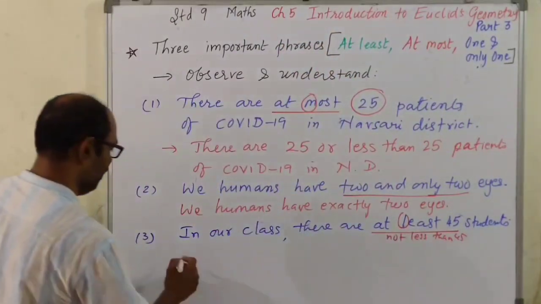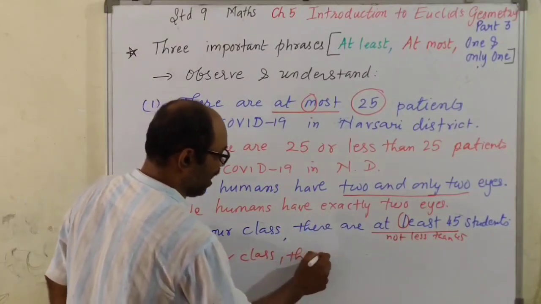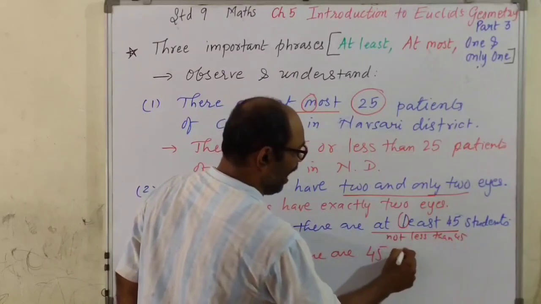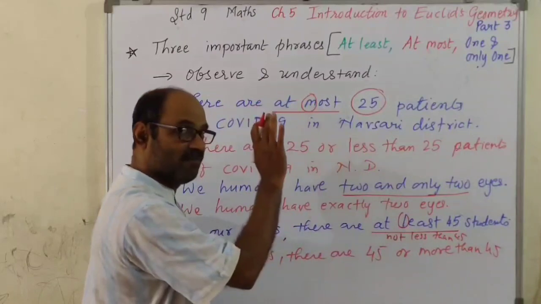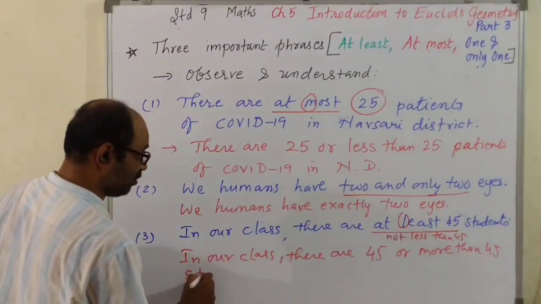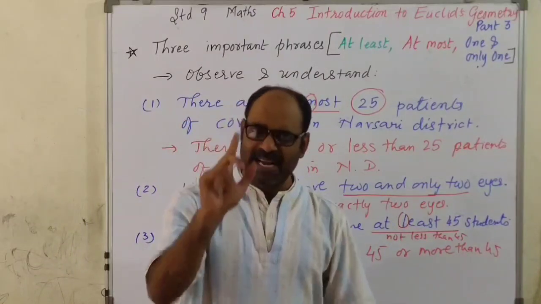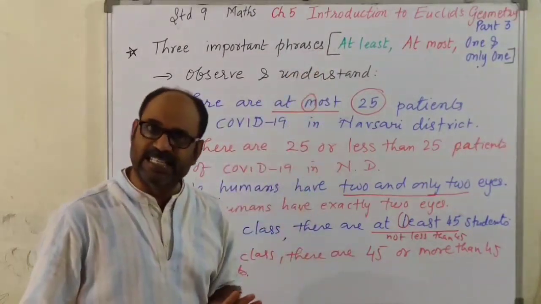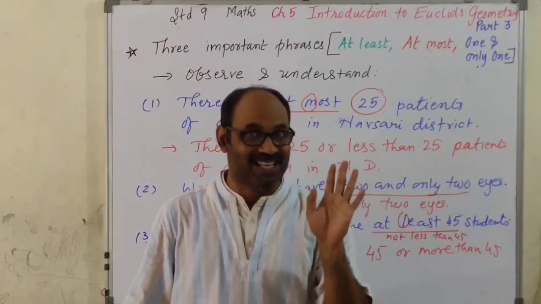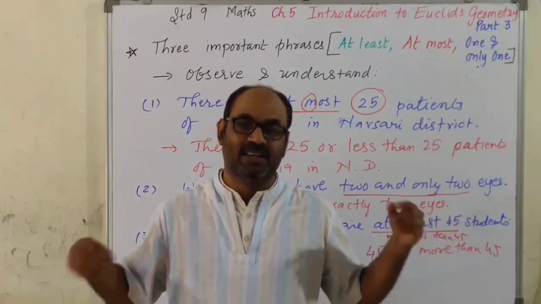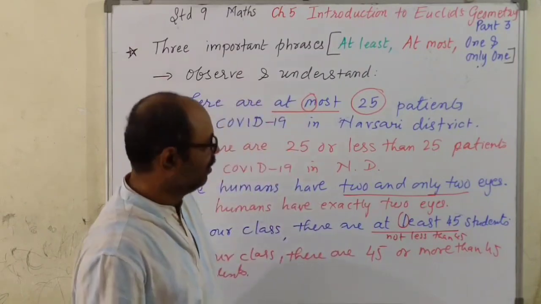Let me write. In our class, there are 45 or more than 45. More than 45, but never less than 45. More than 45 students. So I think just one example of each phrase is enough. I'll give you plenty of such statements in your assignment. That time you write it, give its meaning. Is that clear to you? Explain the statement. Fine. All right.